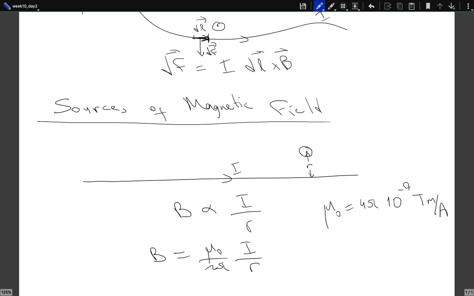By the way, this is exact. It is exactly equal to that number, because it's not measured, it's just defined. Mu 0 is just defined to have that value. It should be minus 7, no? Yes, it's minus 7.